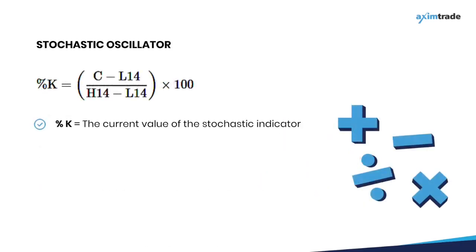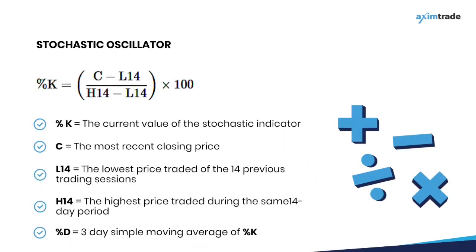Let's look at the formula based on 14 days. Percentage K equals the latest close price minus the lowest price over the last 14 days, divided by the highest price over the last 14 days minus the lowest price over the last 14 days, times 100. And percentage D is the 3-day simple moving average of percentage K.